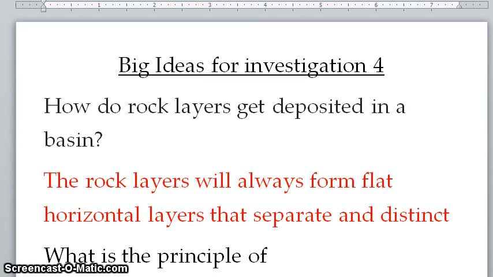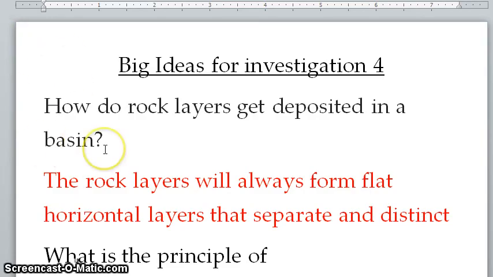Alright, here's our review for Investigation 4 as we have our midsummative exam coming up and some of the big ideas. How do rock layers get deposited in a basin? We looked at a basin in the front of the class where we said that eroded materials would start to pile up and they would get deposited in these areas as they get transported after being weathered.